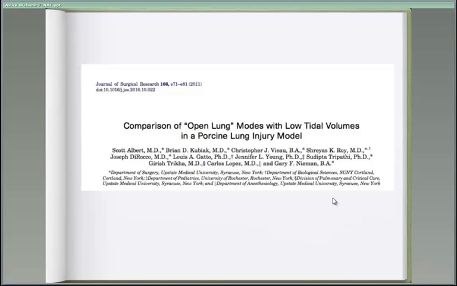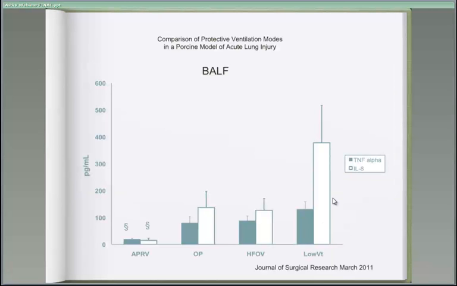So looking at inflammation, comparing open techniques to a low tidal volume strategy and looking at BAL fluid, TNF-alpha, and IL-8, a chemokine, you can see that when compared to high frequency, and this is a recruitment maneuver using a technique described by Borges, where you use significantly high plateau pressures to fully recruit the lung and high PEEP, APRV actually had the lowest lung inflammation compared to these others. This is a 6-hour porcine Tween lung injury.